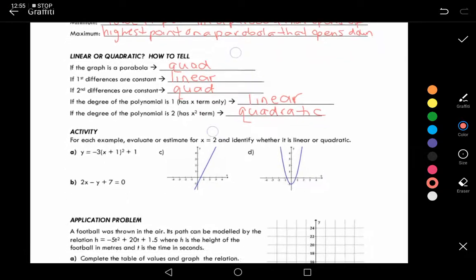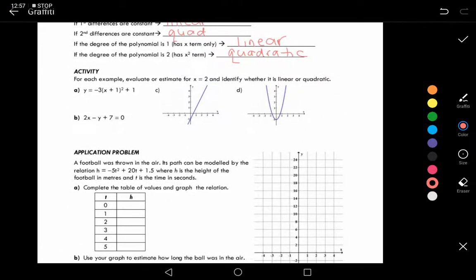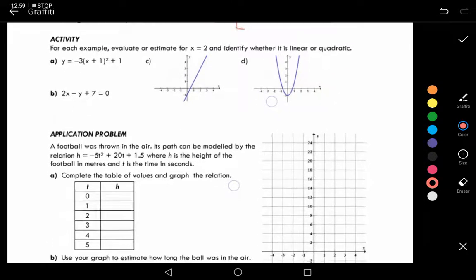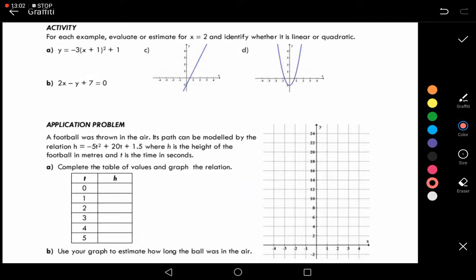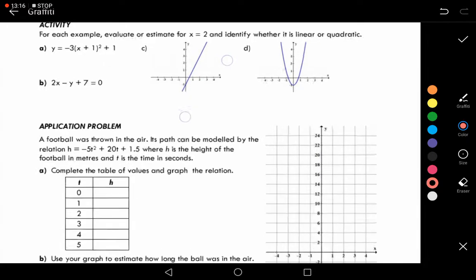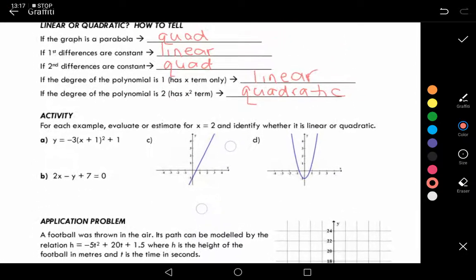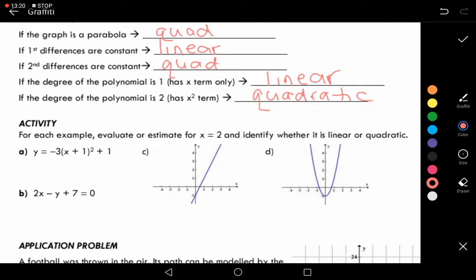Okay, let's move on to the activity. For each example, evaluate or estimate for x equals 2 and identify whether it is linear or quadratic. First things first, let's identify whether these are linear or quadratic, based on the information we have above. I'm just going to follow that information step by step.